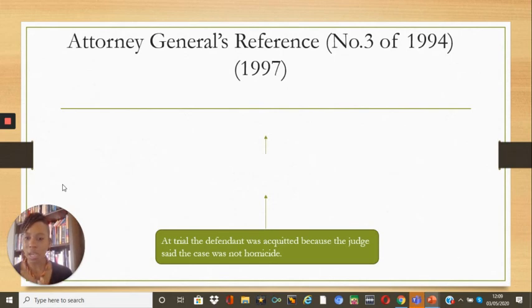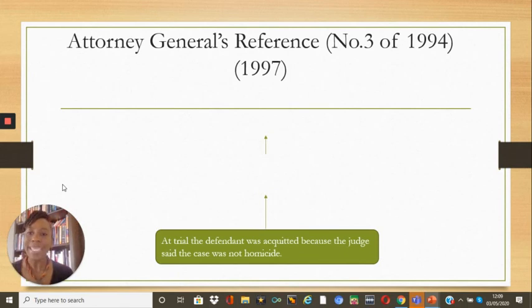So let's go back. At trial, the defendant was acquitted. The judge said there wasn't any homicide. This is not a homicide case. And why are they saying that? Because they don't recognize the baby as a living, breathing human being. They know that the Actus Reus of murder requires the killing of a living, breathing human being.